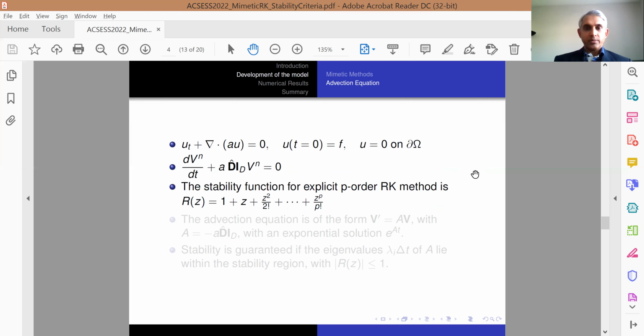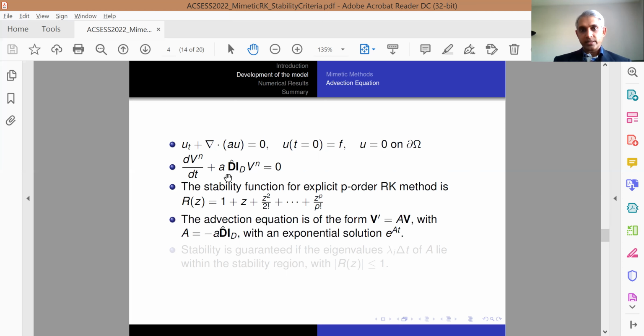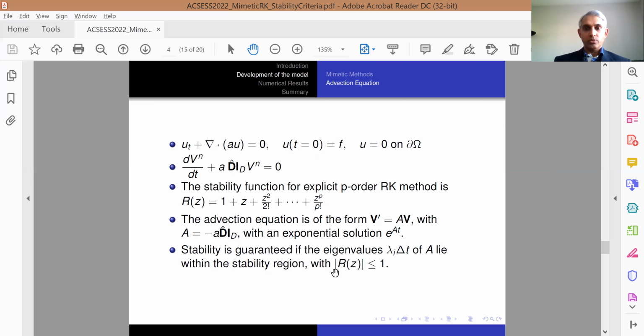It can be shown that the stability function for an explicit p-order Runge Kutta scheme is given by this polynomial term here, where z is a complex number. The advection equation that's discretized here can be written in the form of an ordinary differential equation, which is well known to have an exponential solution of the form that's shown here. As a result, stability can be guaranteed if the eigenvalues of the matrix A lie within the stability region, with the modulus being less than or equal to 1.